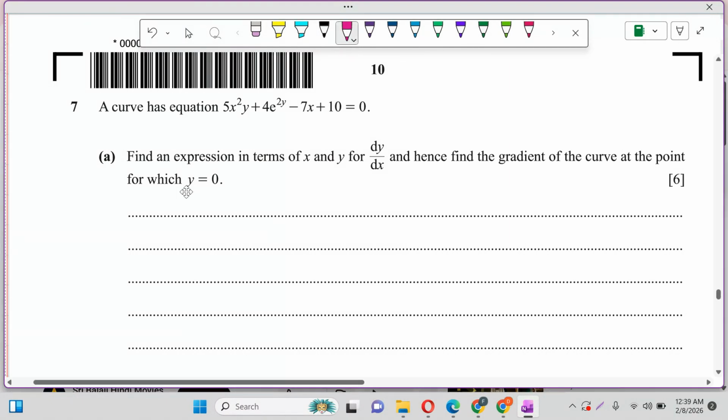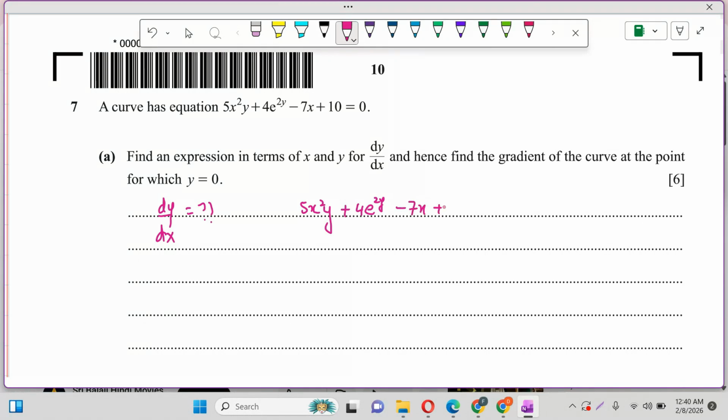Okay, we need to find dy over dx. It means we need to differentiate the given curve equation. The given curve equation is 5x squared y plus 4 exponential of 2y minus 7x plus 10 equals 0. When you have two functions multiplying each other, we can use the product rule, which is d(uv) with respect to dx is equal to u times the derivative of v plus v times the derivative of u. Okay, this is the product rule we will apply in this case.